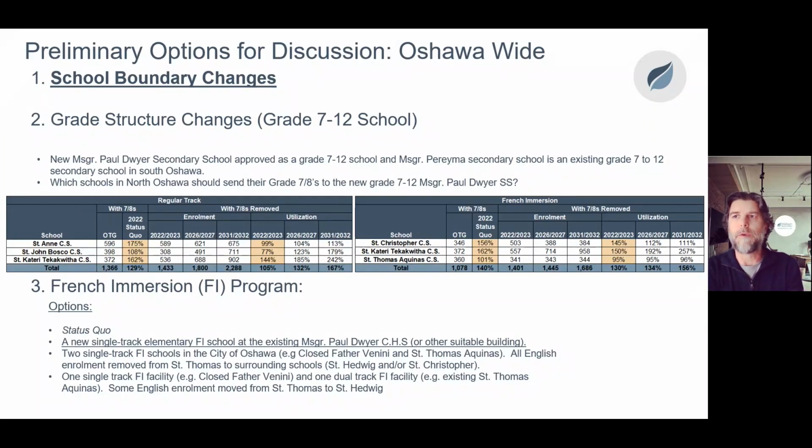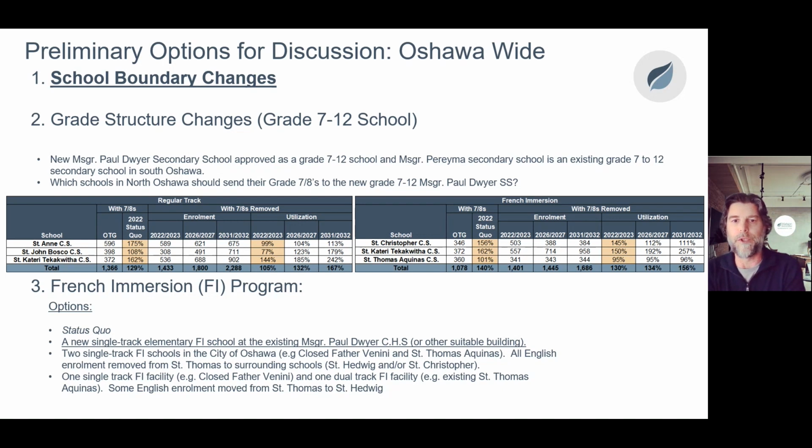The scenarios considered for part of this review really fall into a few main categories. The first one is school boundary changes. So we're talking about a traditional school boundary change where we look at moving the line to either make the boundary larger or smaller. The second is grade structure changes. So the new approved Monsignor Paul Dwyer Secondary School has been approved as a grade 7 to 12 school. So as part of this review, the board is interested in hearing from the community about possibly which grade 7 and 8 from which schools should go to the new secondary school.